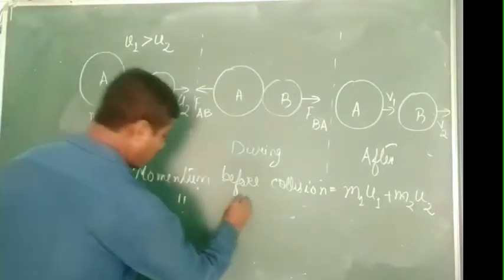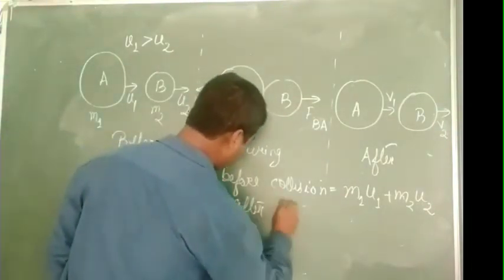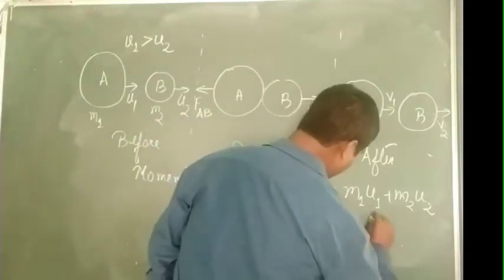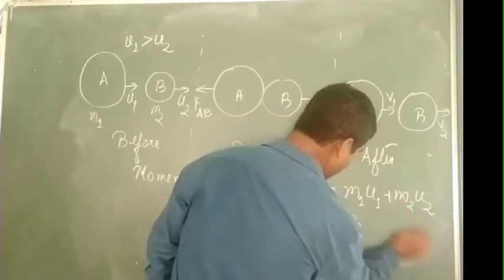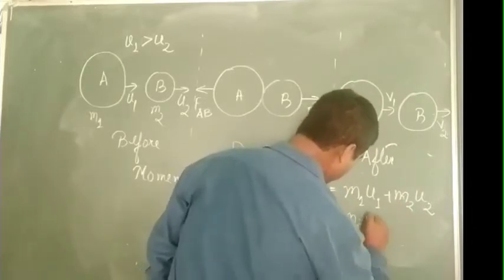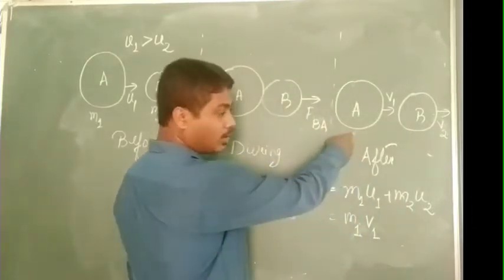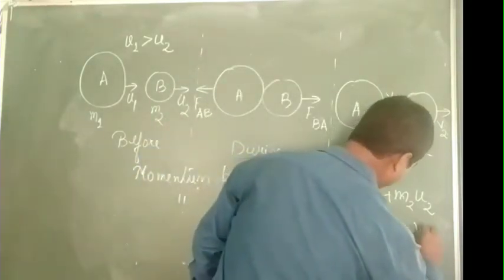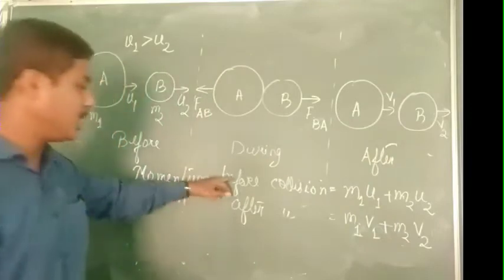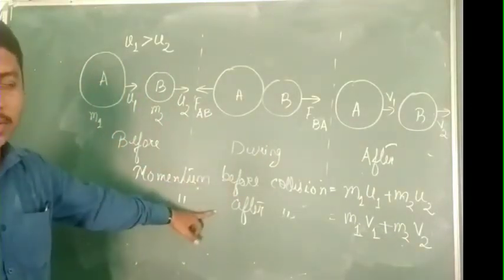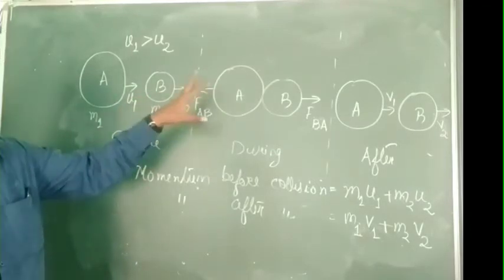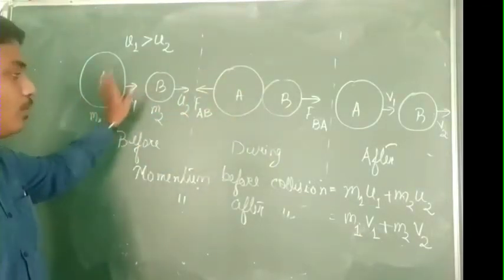Similarly, the momentum after collision will be m1 v1, for the first object moving with v1 and mass m1, plus m2 v2. So this is the momentum before collision and the momentum after collision. Now suppose I consider the change in momentum of the first object before and after.